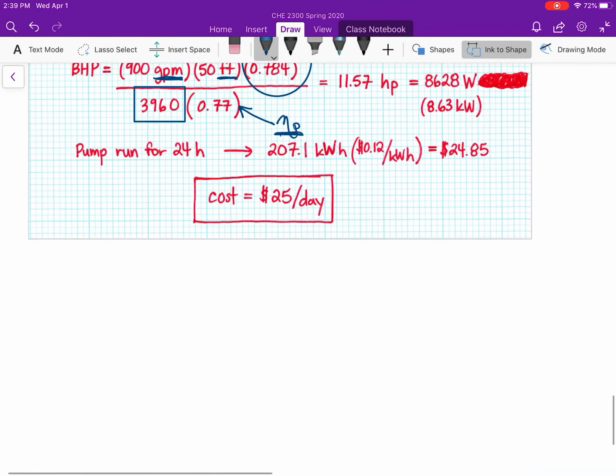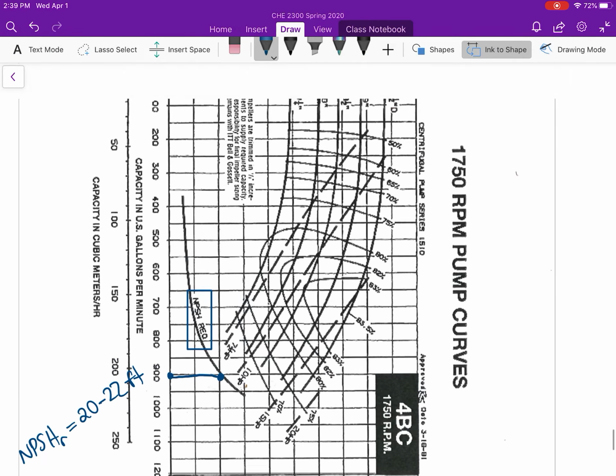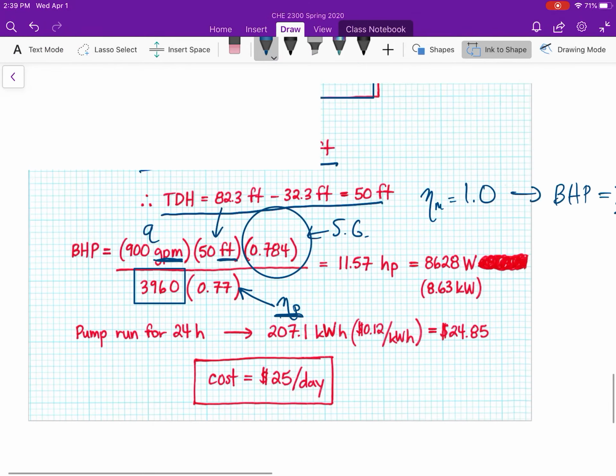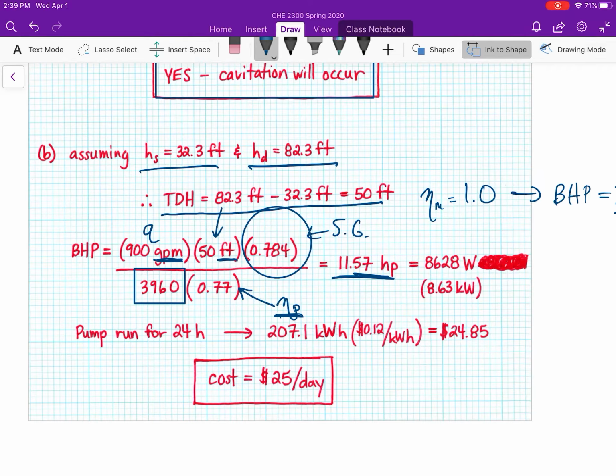This value I need to get from my pump curve. Right, so I'm somewhere, I just calculated 50 at 900. So I'm right about here. That gives me an efficiency somewhere between 75 and 80. So pick 77, pick 78, pick 76, something in between those two numbers. That is the value that I plug into my equation to calculate the brake horsepower. And I can then use that brake horsepower to calculate the total cost of running my pump.